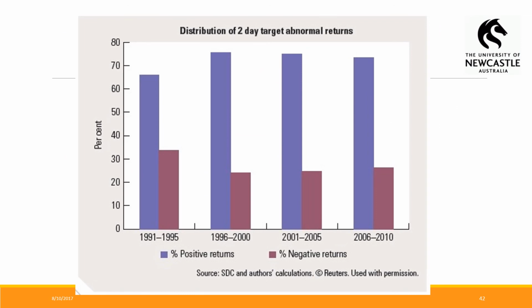So in terms of the distribution of 2-day target abnormal returns, overall we see that for the target firms, positive returns tend to dominate, right? So most of the time they earn positive returns.